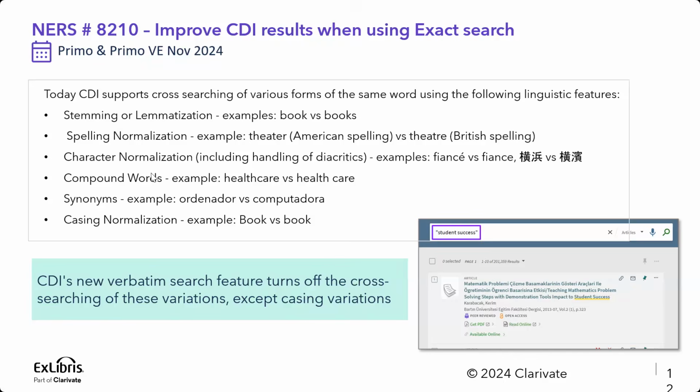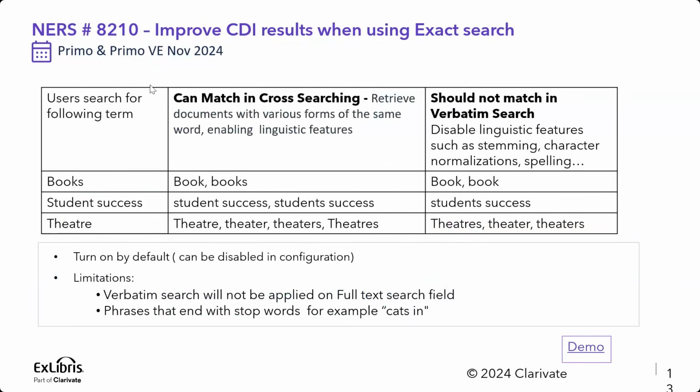So this is what this feature is all about. Before I do a demo, I put here some tables that can help you understand what happens if the user searches for Google and for books. In cross-searching, as I mentioned, we will get both options, but in the verbatim search, if I search for books, documents that have book in the singular will not be retrieved. Same goes for student success and theaters, and I will demo that now. This feature is enabled by default.